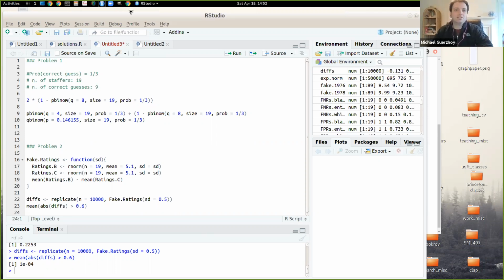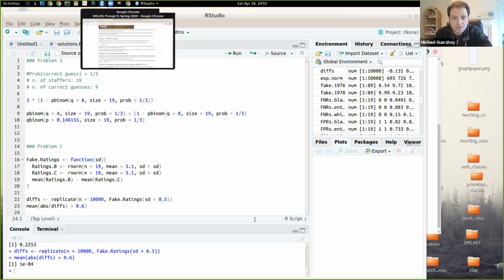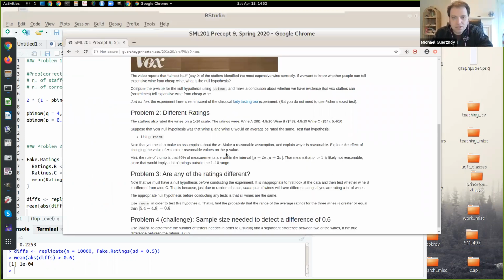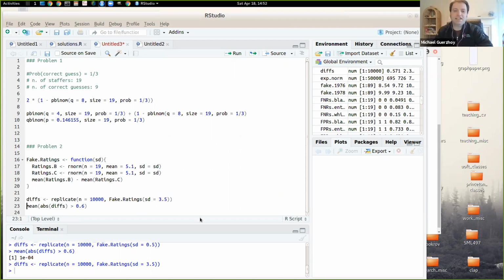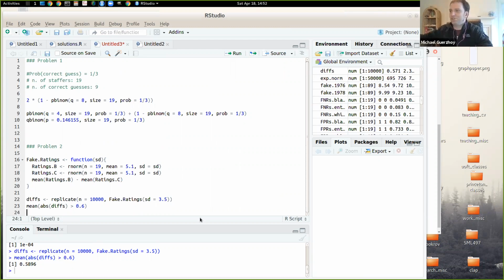All right, so here you see that if the sigma is smaller, then you would reject. The larger the sigma is, the less you reject. If you make the sigma really large, like 3.5, so you have negative ratings sometimes and ratings over 10 sometimes, you'll see that the difference of 0.6 is actually pretty small. More than half the time, you'll get a difference that's greater than 0.6 if there is a lot of variability between ratings of the same wine by different people.